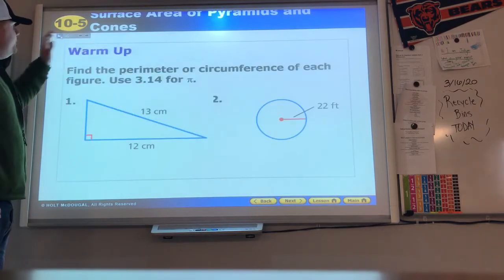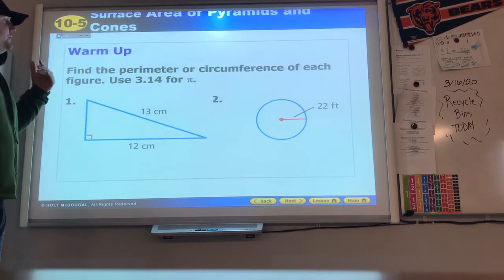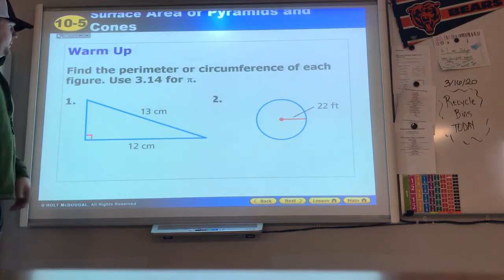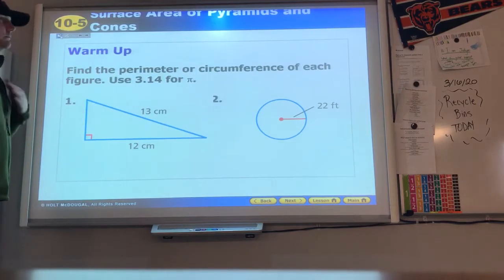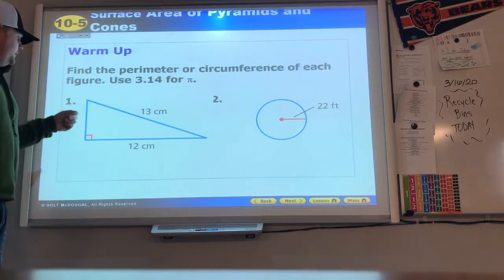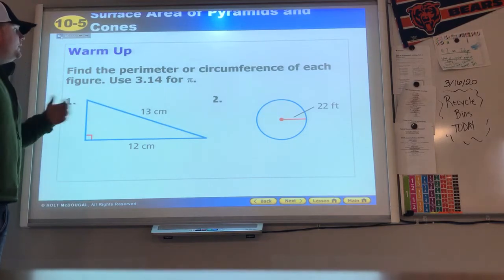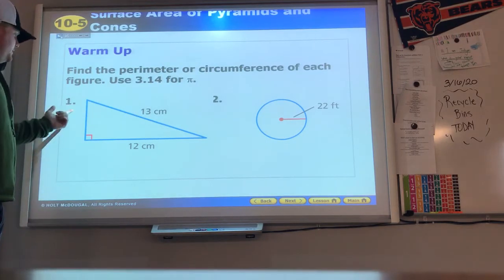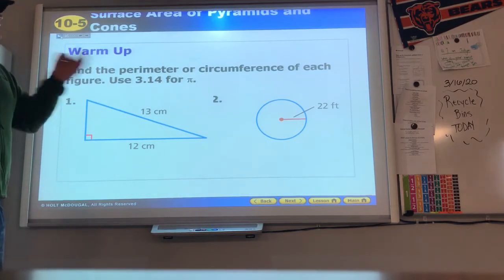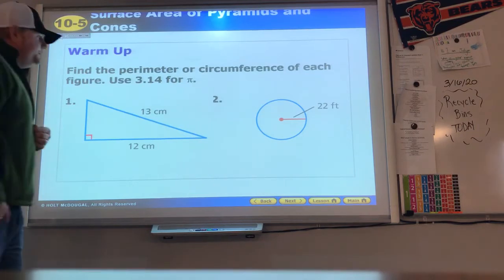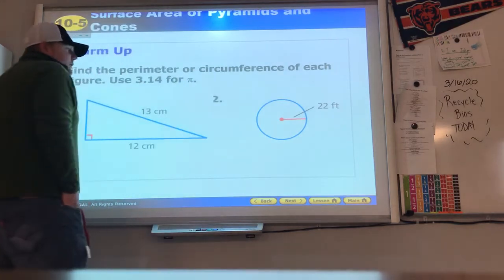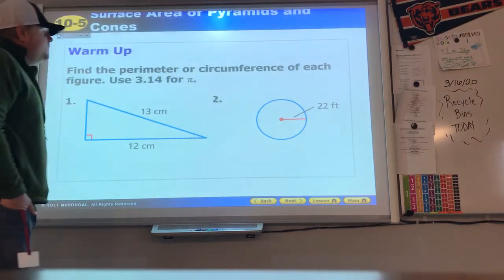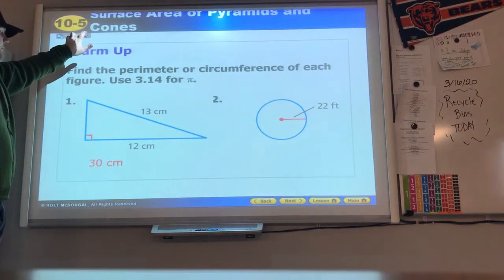We go through finding the perimeter or circumference of each of the figures. Finding the perimeter, 13 plus 12. Oh, you have to use the Pythagorean theorem: A squared plus B squared equals C squared, and then go in the reverse direction to find what A is. For the circumference of each, 2 times 22, which is 44, that's the diameter, times pi. And you'll get each. All right?